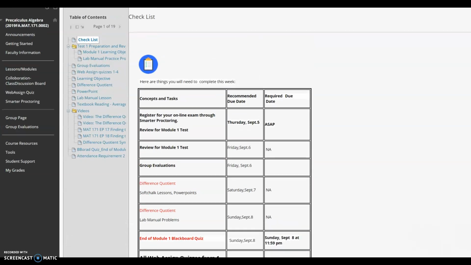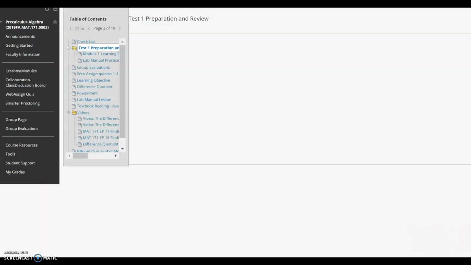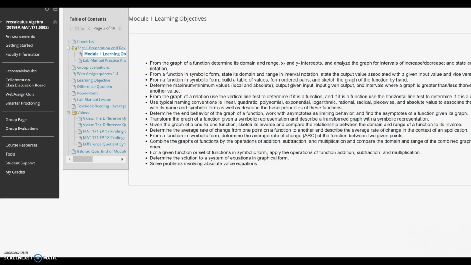The other thing that I want to say, the next folder that you're going to see both in week 4 and week 3, they're the same folders, test 1 preparation and review. So if you go there, they are the objectives. Basically, those objectives should be telling you that this is the summary that you learn in module 1. Are you familiar with all of them? Do you think that you can do most of them at least?